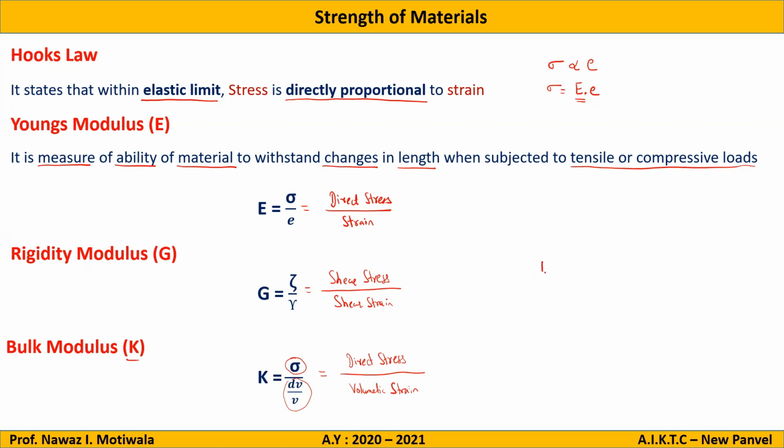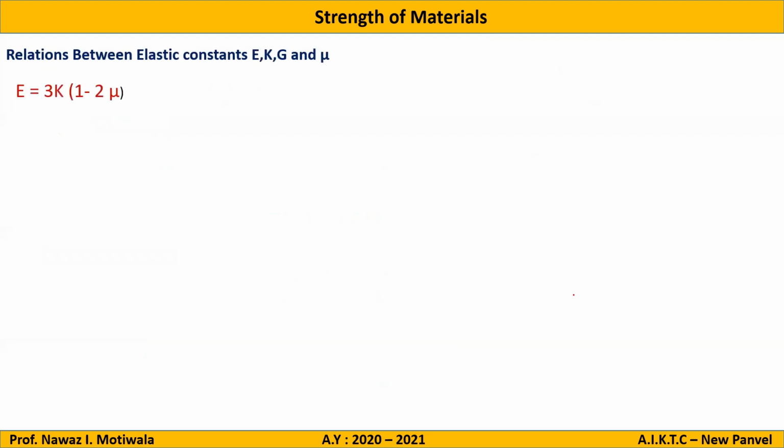So now we are familiar with three different kinds of constants, that are E, G, and K. Now, is there any relation between them? Is there any relation between Young's modulus, modulus of rigidity, and the bulk modulus? Yes, there is a relation, which is an important part for your MCQs as well as your problem solving in the descriptive part. The relation is E equals 3K into (1 minus 2 mu).